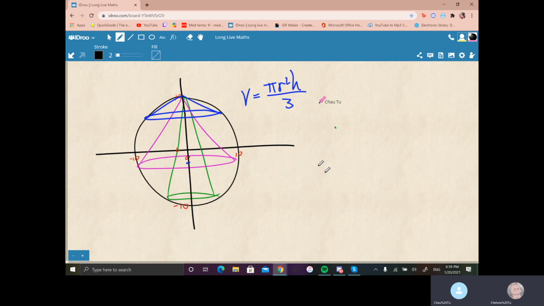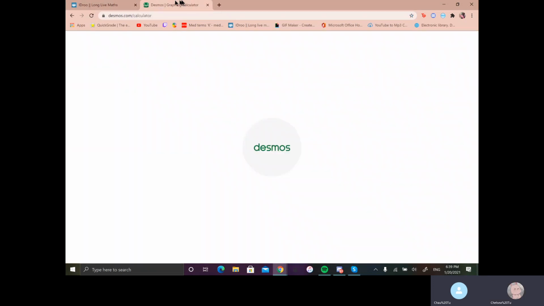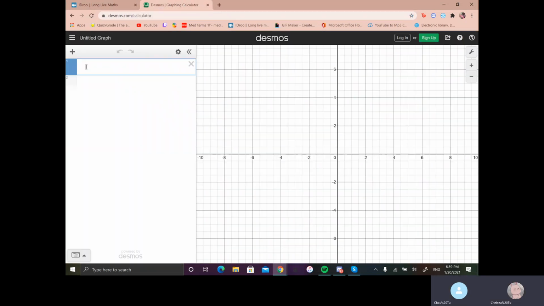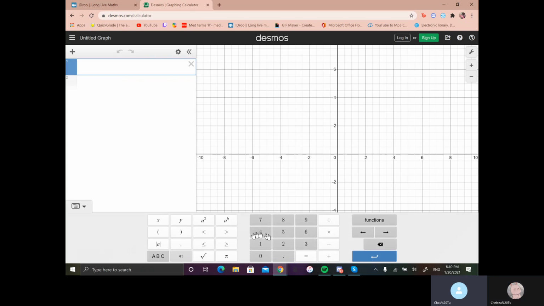Well, do we need the formula for the circle? Pi r squared would give us the area of the circle. Circumference is 2 pi r, but I want to know the equation of the circle of radius 10. So if you were to jump to decimals and punch in, how would you draw a circle of radius 10 in decimals?